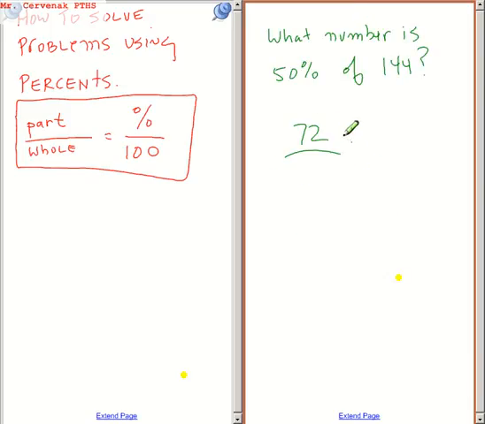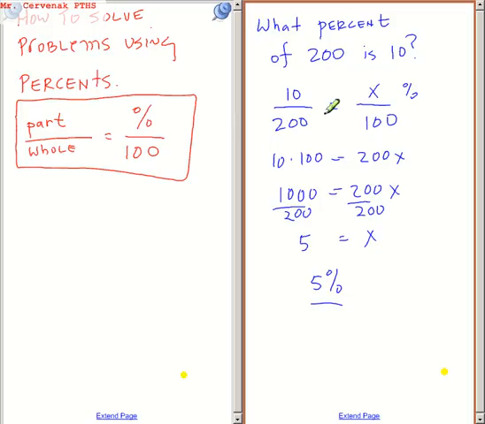Sometimes we can use shortcuts. What number is 50% of 144? We can certainly use our formula or the simple fact that 50% is equivalent to 1/2. 72 is 50% of 144.